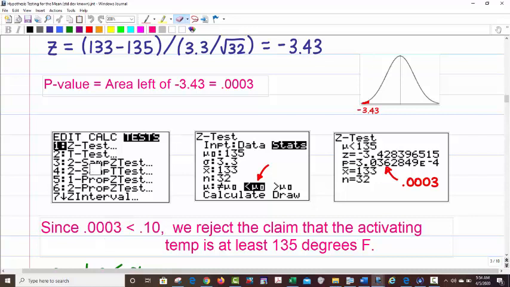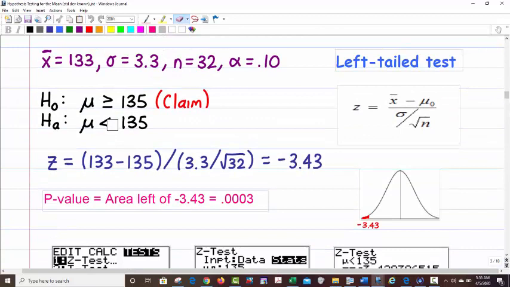So z-test, everything's pretty much the same as before, except for what's right here. Look where I've got this arrow. You have to choose the correct alternative hypothesis symbol here. The last problem was not equal. This one is less than, from right here. Less than.